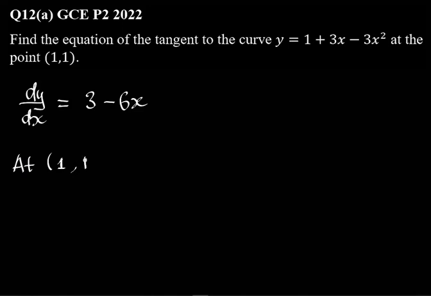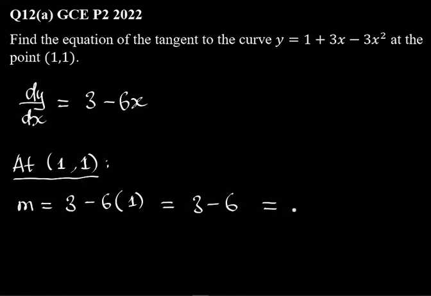At (1, 1), our gradient m is going to be equal to 3 minus 6 times the value of x, which is 1, which is going to give us 3 minus 6, which is equal to minus 3. So this is the gradient at the point (1, 1).